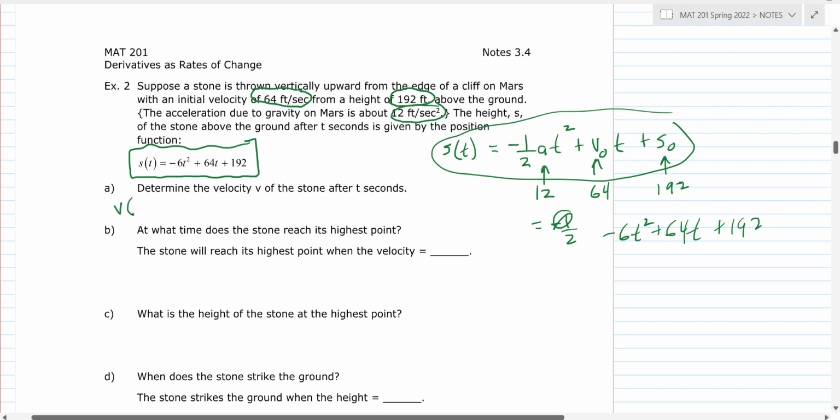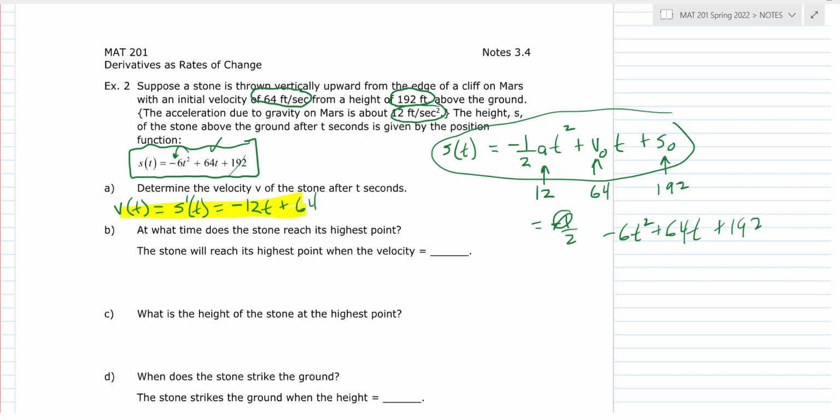Okay, so determine the velocity after t seconds. Well, the velocity function, it is a function, it's just the first derivative. So we go ahead and do the first derivative of this function. That would be -12t plus 64. Of course, the derivative of the constant is 0, so this would be your velocity function right there. Now what we're going to do is answer several questions about this situation.